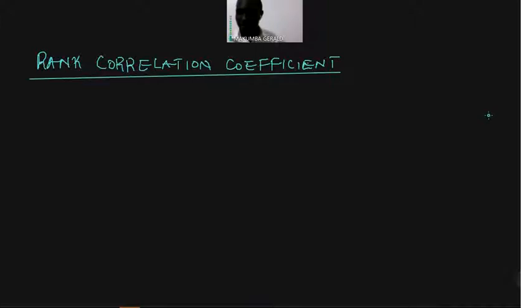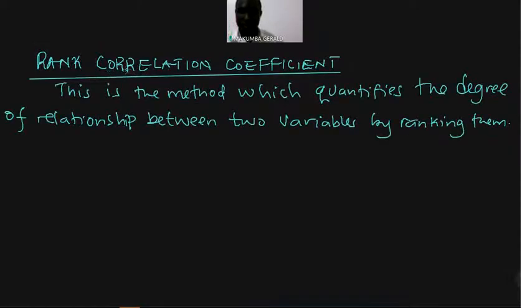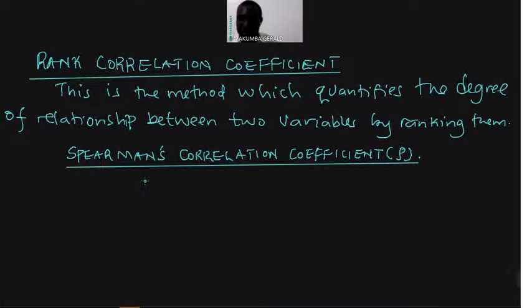Hi, today we are going to look at rank correlation coefficient. Rank correlation coefficient is a method which quantifies the degree of relationship between two variables by ranking them. So one way of getting rank correlation coefficient, here in the correlations, we are going to use Spearman's correlation.